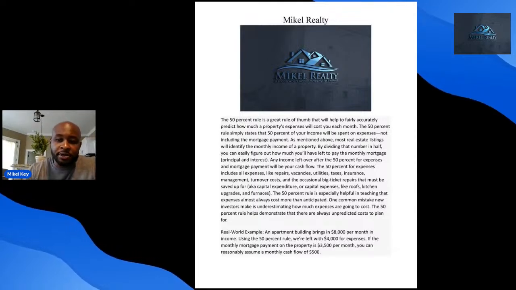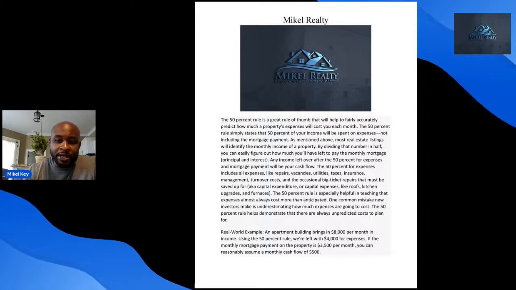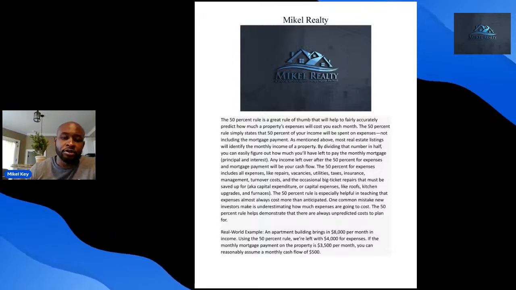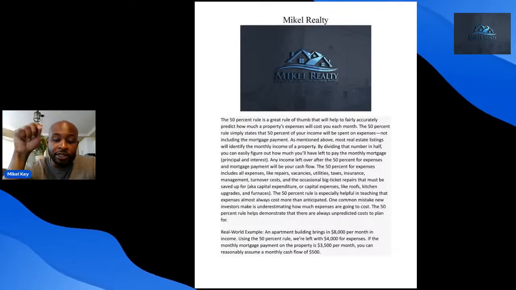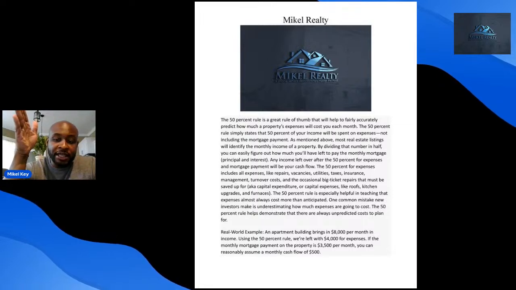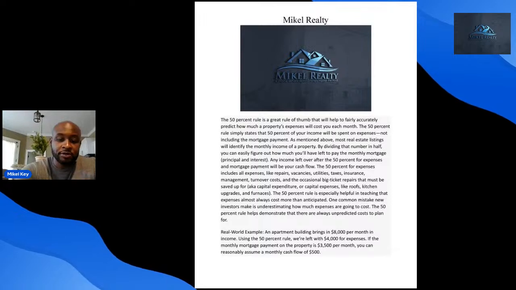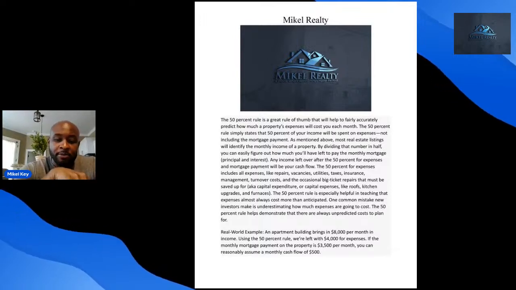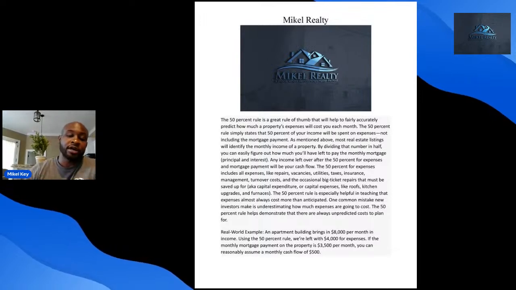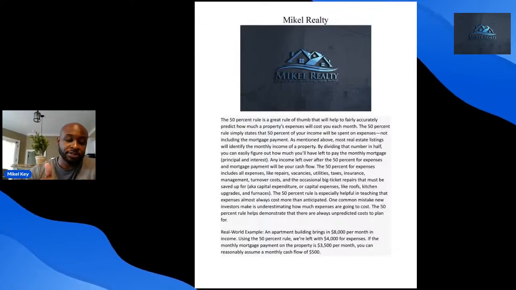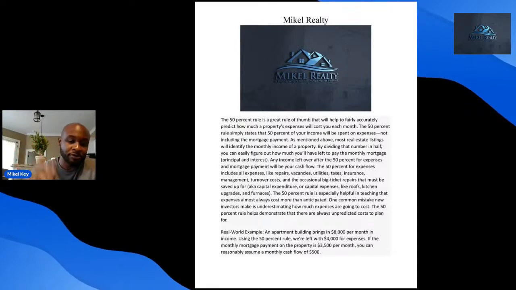As mentioned above, most real estate listings will identify the monthly income of a property. By dividing that number in half, you can easily figure out how much you'll have left to pay the monthly mortgage with. Real world example: an apartment building brings in $8,000 a month in income. Using the 50% rule, we're left with $4,000 for expenses. If the monthly mortgage payment on the property is $3,500 a month, you can reasonably assume a monthly cash flow of $500. So the 70% rule, the 50% rule, the 1% rule: just those three terms right there make the webinar all worth it.